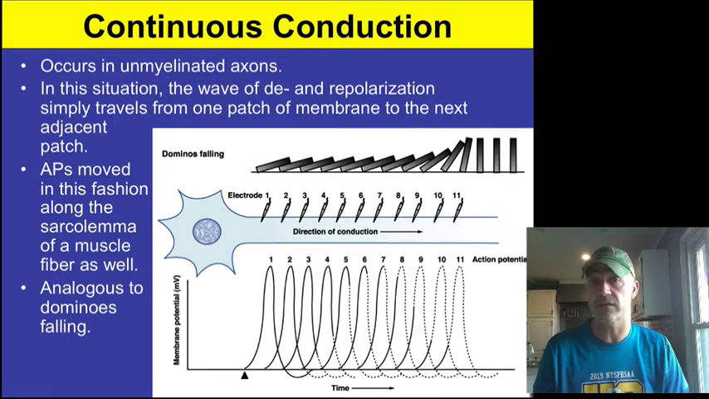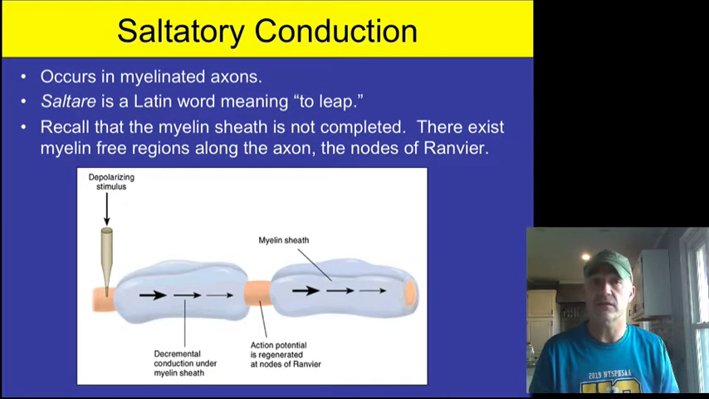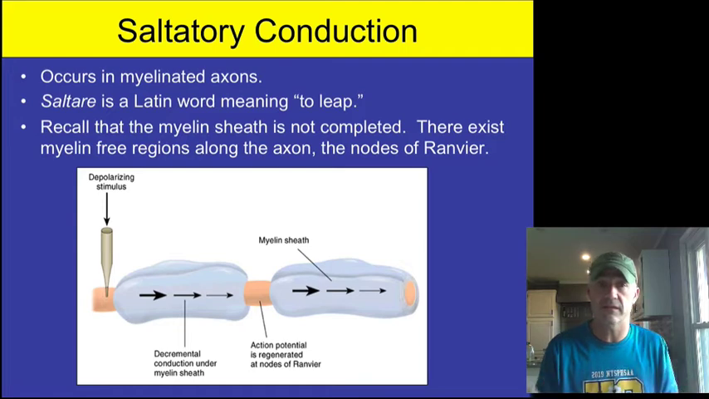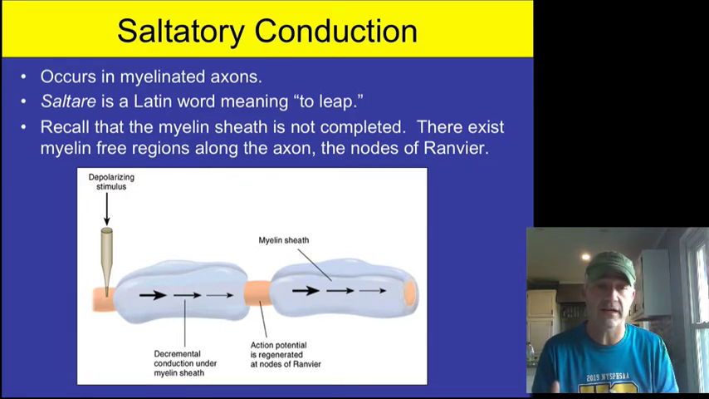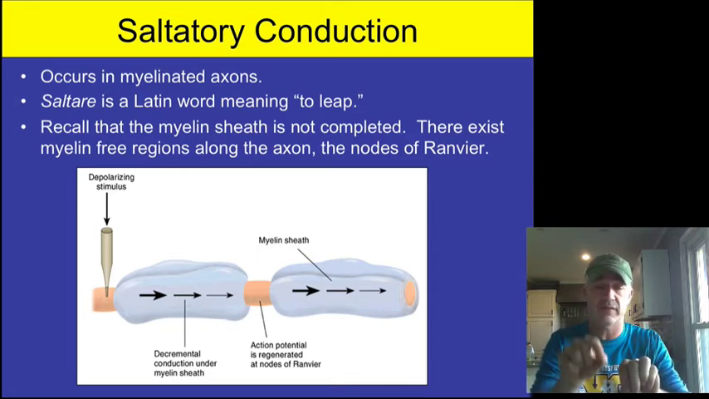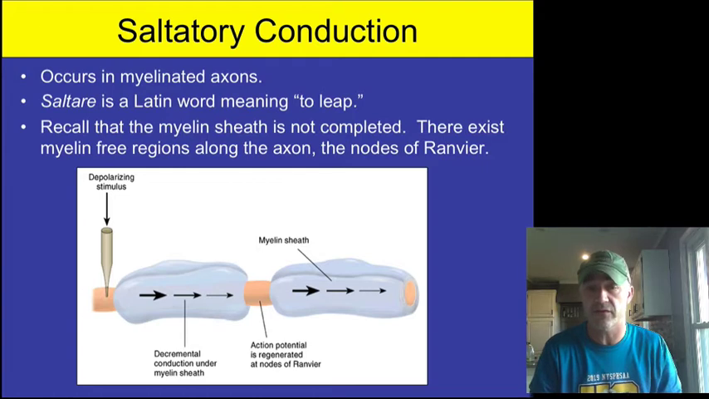That is continuous conduction. Saltatory, or saltare, means to leap in Spanish. If you've ever seen Dora, when she wanted to jump, she'd say, salta, salta, salta. It means it's going to jump. In myelinated axons, there are unmyelinated regions every 1 millimeter, and those are the nodes of Ranvier.